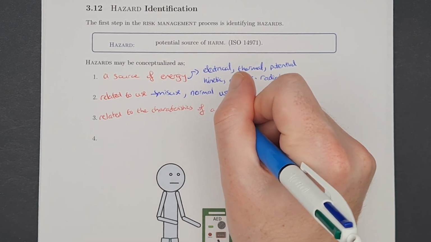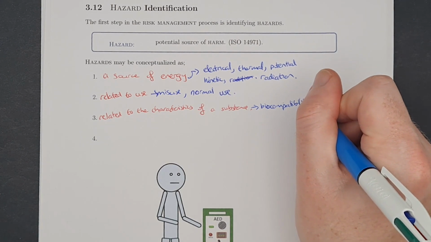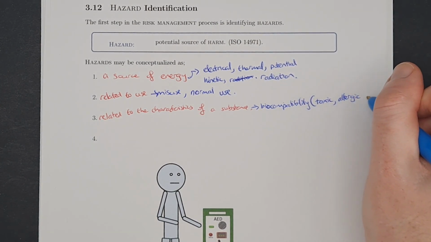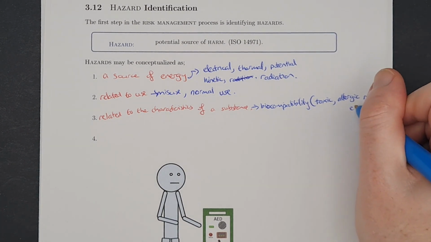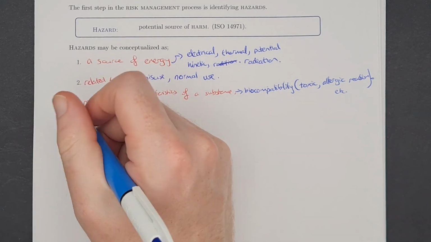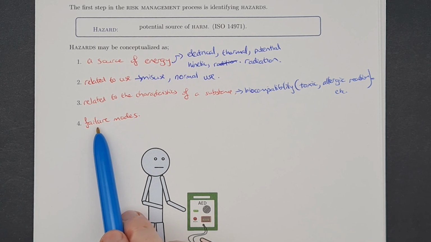Another one we can consider is related to the characteristics of a substance. That can be many things. That can be related to biocompatibility. It might be, is the material toxic? Does the material cause an allergic reaction? Etc. And number four, the last one we can consider, is failure modes. That is just a risk of a certain component within our device failing, and that then leads to some sort of risk of harm.